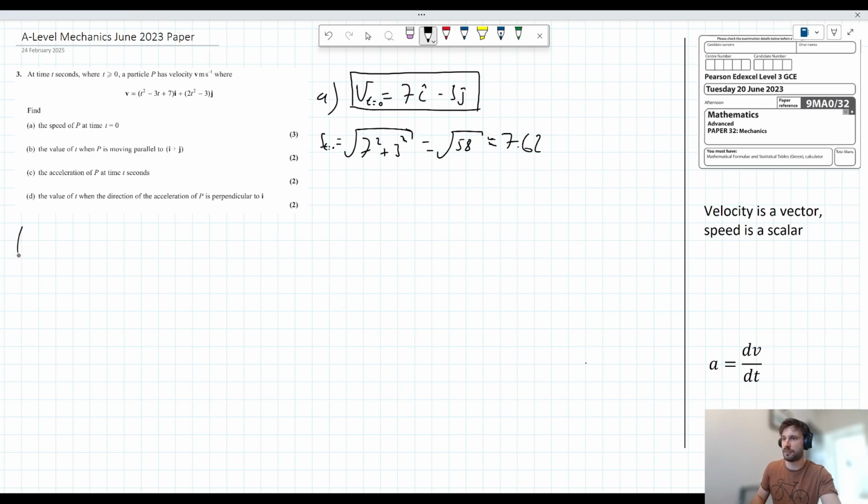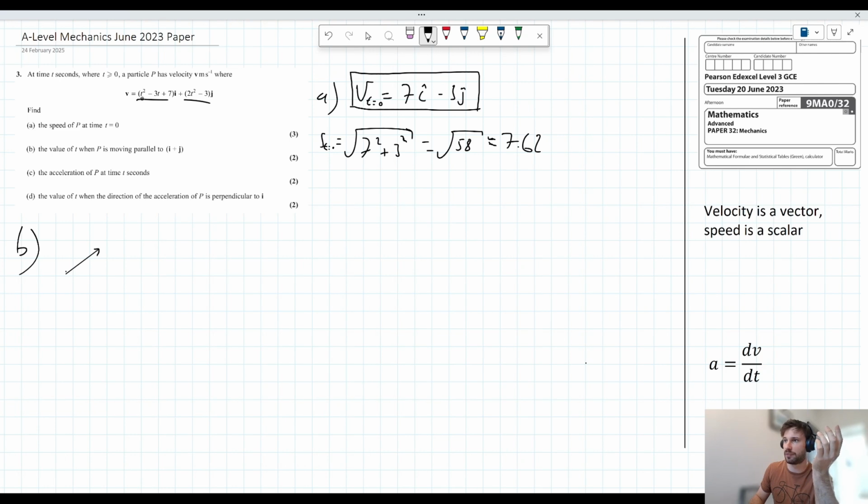Okay, part B then. Part B is asking the value of t when p is moving parallel to i plus j. You can imagine i plus j is moving just as much across as it is up, so it would look something like a 45-degree angle. The idea really is that the i coefficient is equal to the j coefficient when p is moving parallel to i plus j.